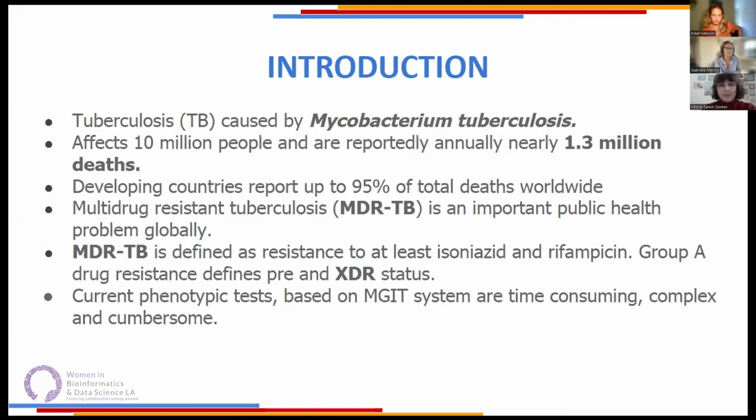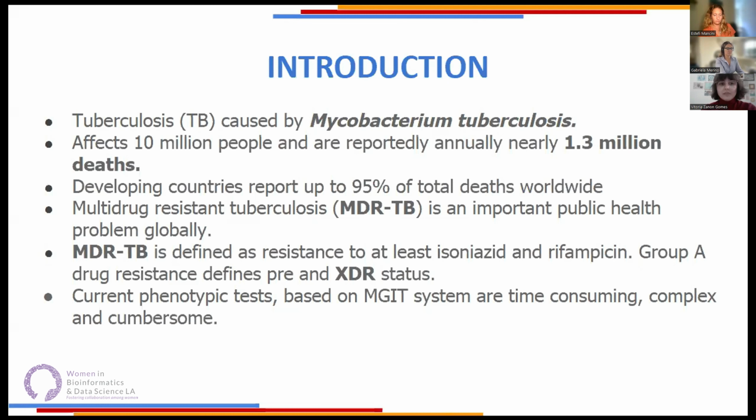MDR-TB is defined as resistance to at least isoniazid and rifampicin, two commonly used drugs for TB treatment. And we also have extensively drug resistant TB, XDR. There is resistance to group A drugs, which includes some of the most powerful antibiotics for TB treatment. Those two types of drug resistance are known as heterodrug resistance or just heteroresistance.